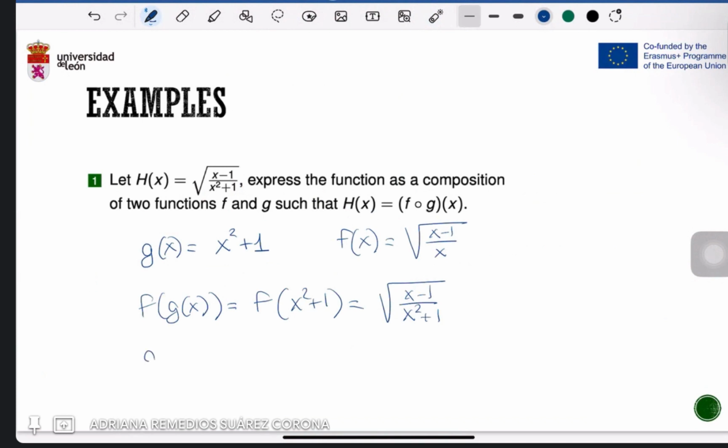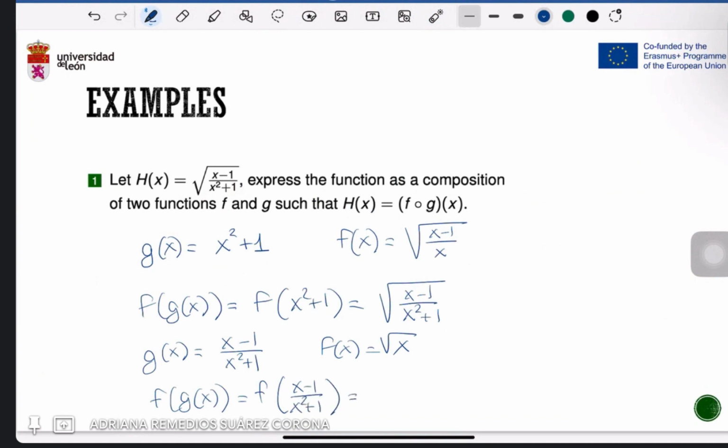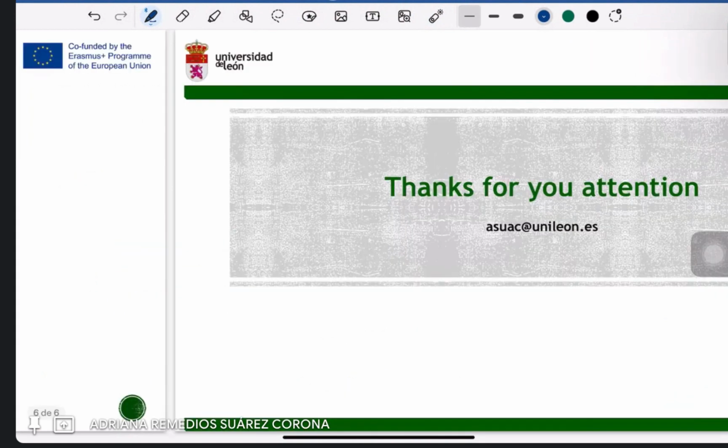For example, if we consider g of x to be equal to x minus 1 over x squared plus 1, and f of x equal to the square root of x, we will also have that if we compose f with g of x, we get f of x minus 1 over x squared plus 1, and in this case f is the square root of what we have inside, so we also get h of x. And you could get even more results.